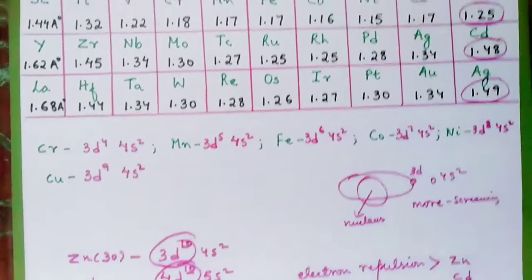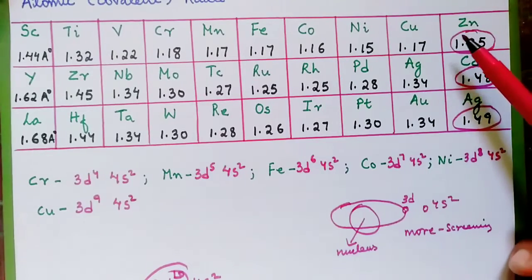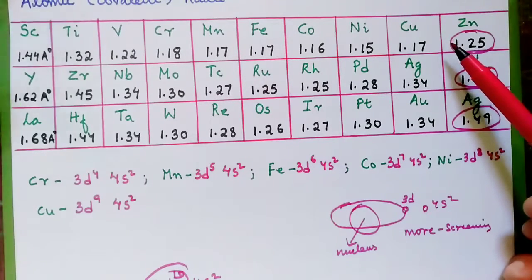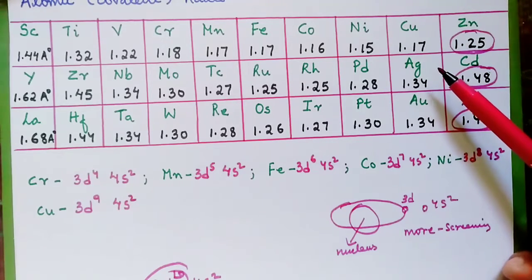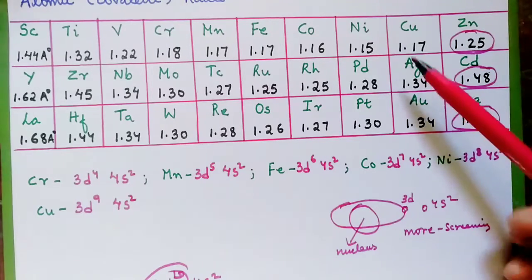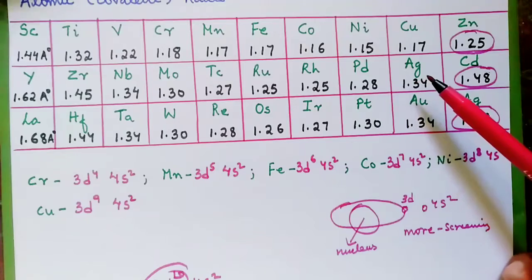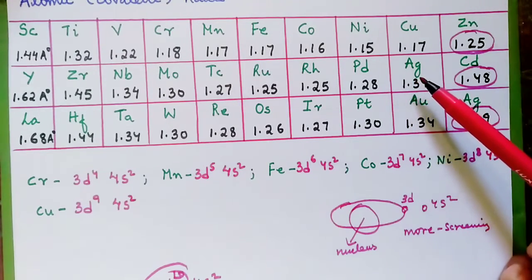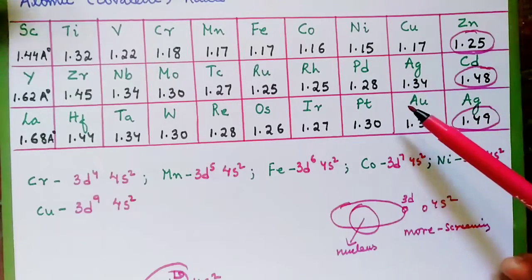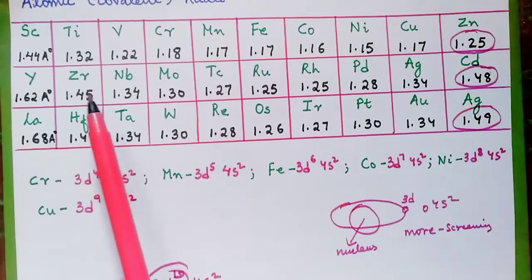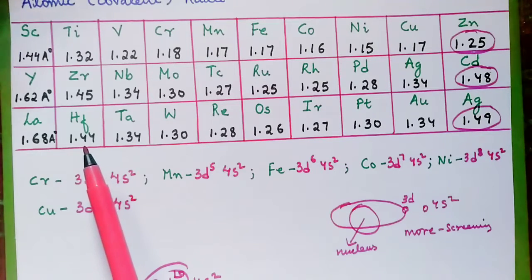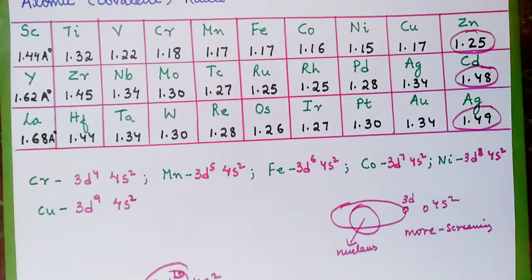Next, we come to this one. Now look at the 3d series and the 4d series. The atomic radii of the elements in the 3d series and in the 4d series, their difference is very large. But then if we compare the atomic radii of the 4d series and the 5d series, the difference is very small. Look here, 1.62, 1.68, 1.45, 1.44. They do not differ much. They differ only by a small value. So why is it so? How can you explain that?